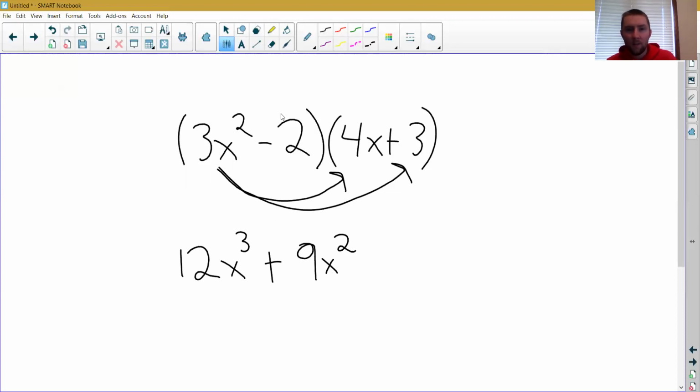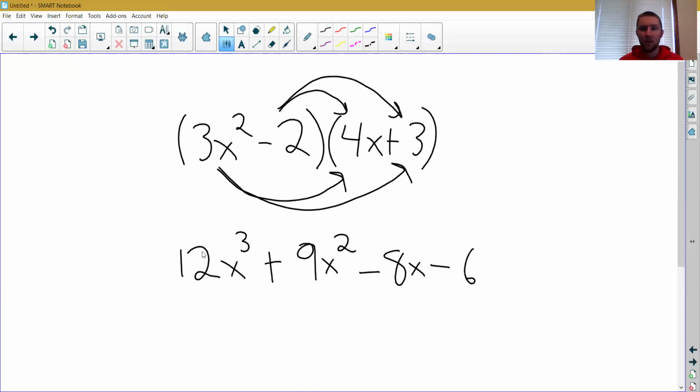Okay, and then that's the second term. Now I take the second piece of the first parentheses, which is negative, by the way, right? It's a minus 2, so it's negative 2. And I multiply it by each of those two pieces. Negative 2 times the 4x makes minus 8x. Negative 2 times the 3 makes minus 6. Okay, so this is my polynomial.